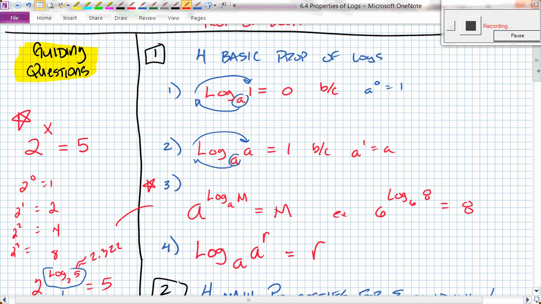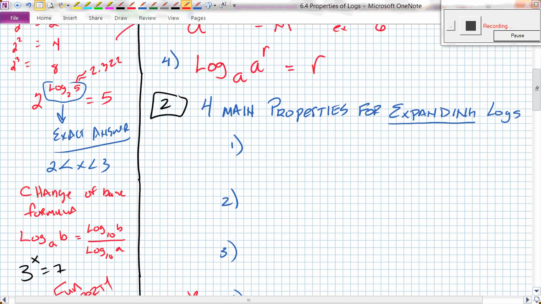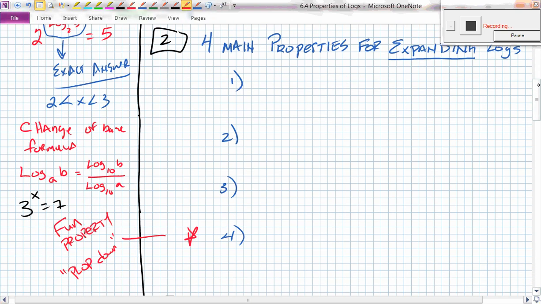Okay, those are the 4 basic properties. Question? No, okay. Log base a of a to the r is just r. As an example, log base 2 of 2 to the 5th is 5. Cool stuff. All right, here you go. Here are the 4 main properties for expanding a logarithm.